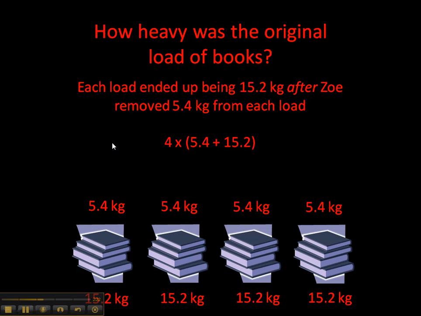All right, welcome back. So hopefully you're going to find the same answer as I did. I'm adding 5.4 to 15.2. I found that that is 20.6. I kept the parentheses there just to remind us where we got that total from. We're going to multiply 4 times 20.6. That's going to give us 82.4 kilograms. So what we're saying is that the total load of all the books was 82.4 kilograms.